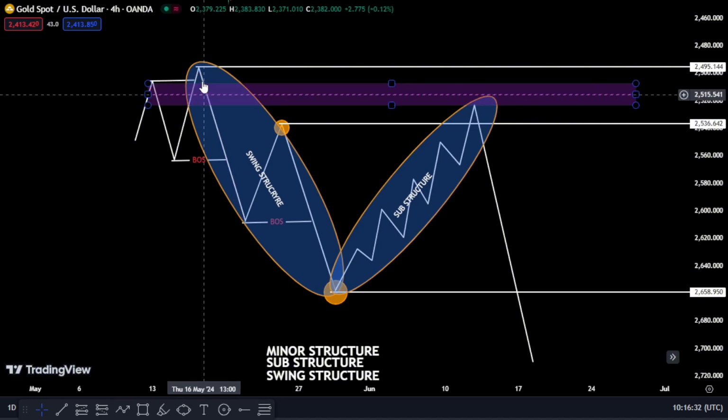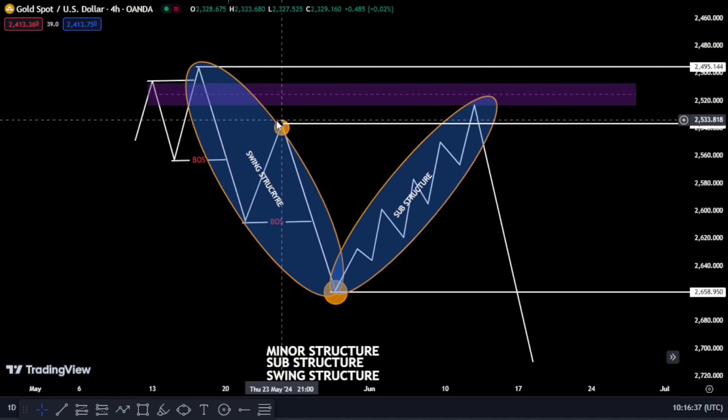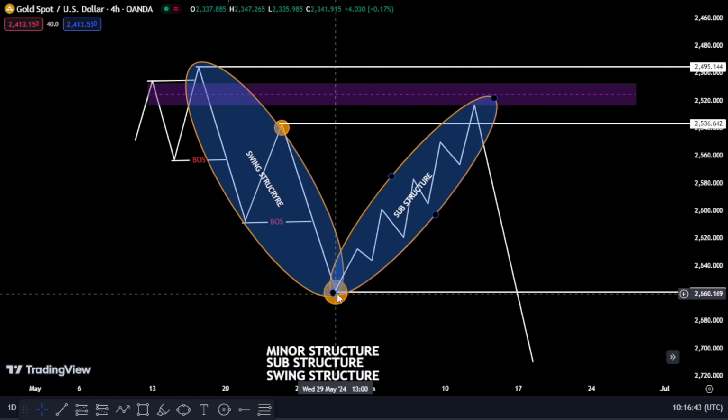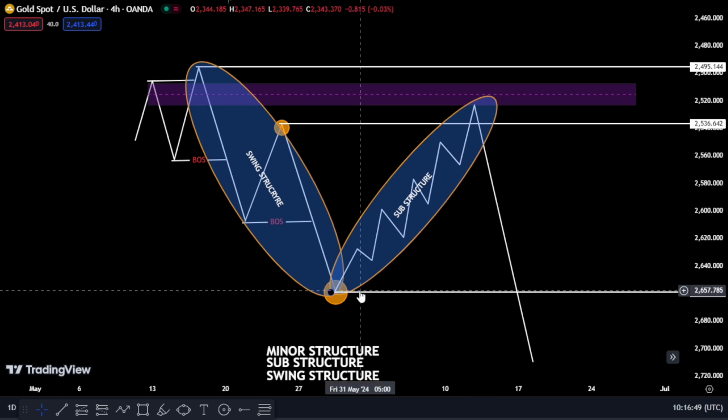You have the sweep of liquidity, there must be a first break of structure, and then there must be a pullback which must be up to 50% of the FIB, and then there must be another break of structure. Where the break of structure happened and ended before that pullback, before coming back to sweep, that's our protected high or protected low in this particular case.